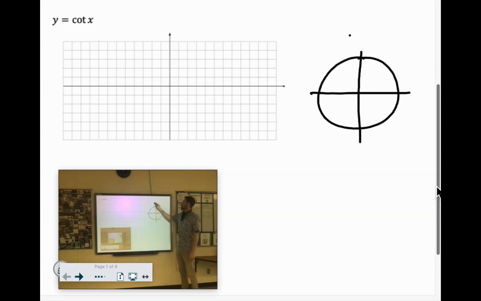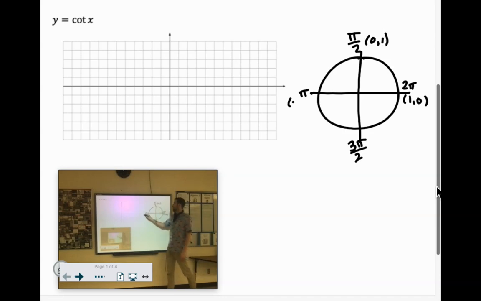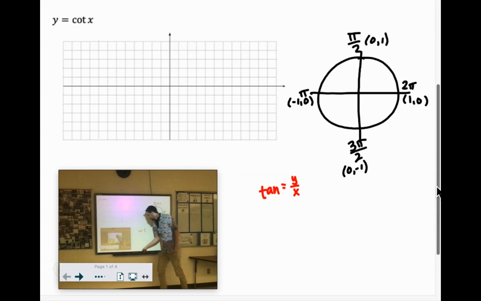Thinking about the unit circle, we've got pi over 2 up here, pi, 3 pi over 2, and 2 pi, or 0. And these coordinates were (1, 0), (0, 1), (-1, 0), and (0, -1). So if tangent is always your y over your x, or your sine over your cosine, cotangent would just be the reciprocal. So cotangent will be our x over y.